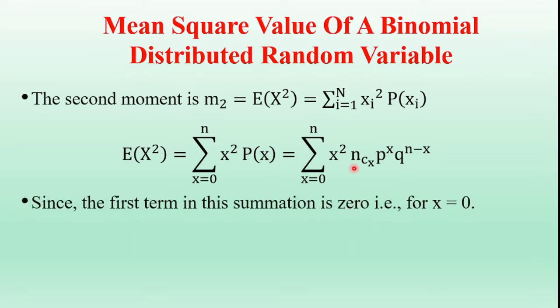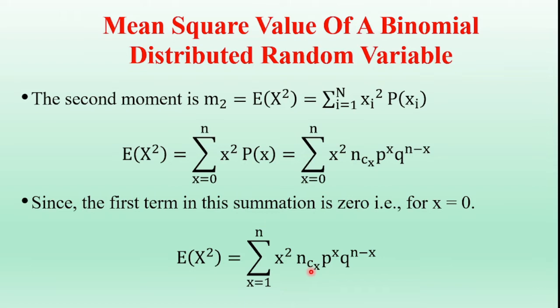So p of x is equal to nCx into p power x q power n minus x is the binomial distribution expression. Now here on the RHS side, substitute x is equal to 0. The first term in the summation is 0, and the remaining values of x are 1 to n. Therefore, expectation of x square is equal to sigma x is equal to 1 to n, x square into nCx into p power x q power n minus x.